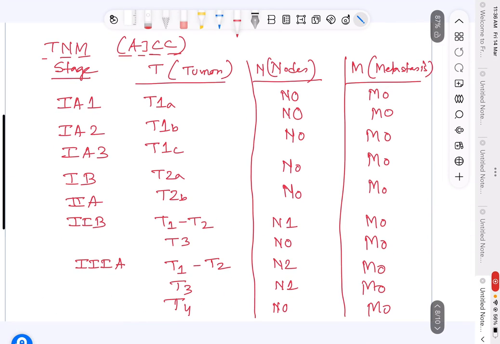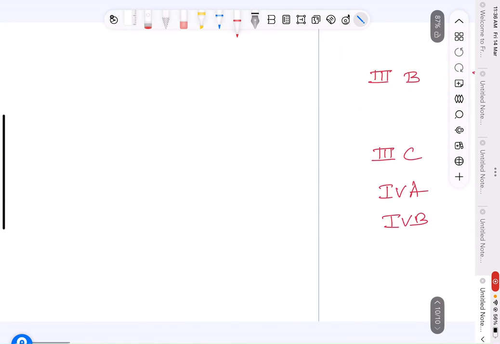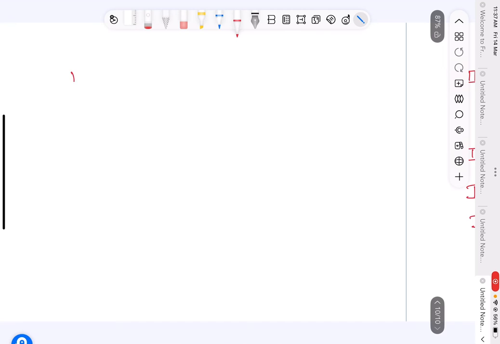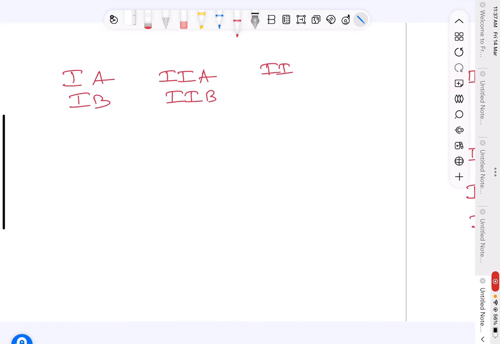Okay, yes. So the American Joint Committee on Cancer gives this classification. So our stages are 1A, 1B, 2A, 2B, 3A, 3B, 3C, 4A, 4B. I have written it easily. 1A, 1B, 2 has A, 2 has B, 3 has A, 3 has B, 3 has C, 4 has A, 4 has B. So these are the four groups.